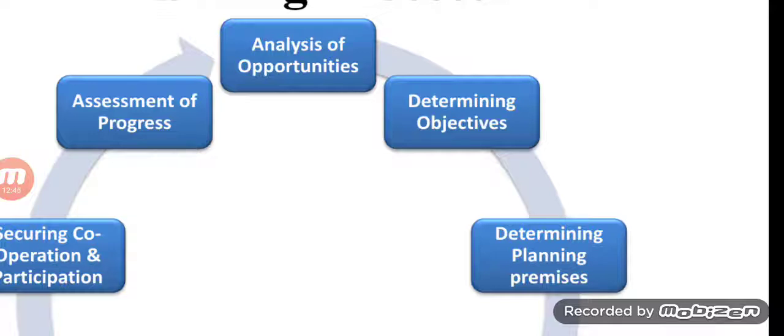So second point, determining objectives. At this stage, management sets the main objective by analyzing various opportunities, or we can say that after completing the first step of the process of planning, analysis of opportunity, now it is the second step to determine the objective. This organizational objective will specify all key result areas and benefits that may be expected by the enterprise.